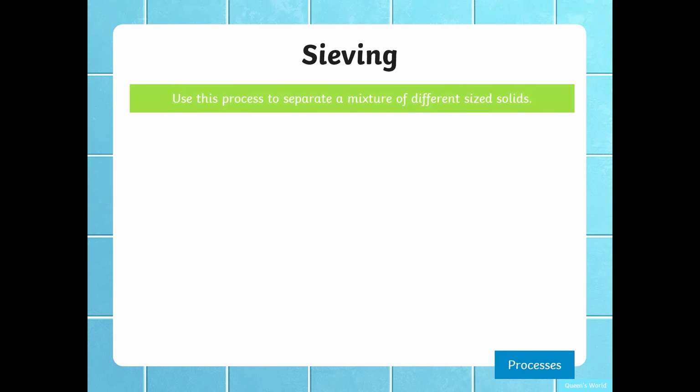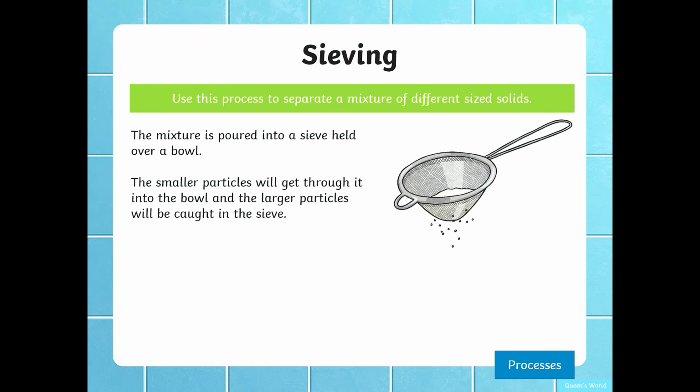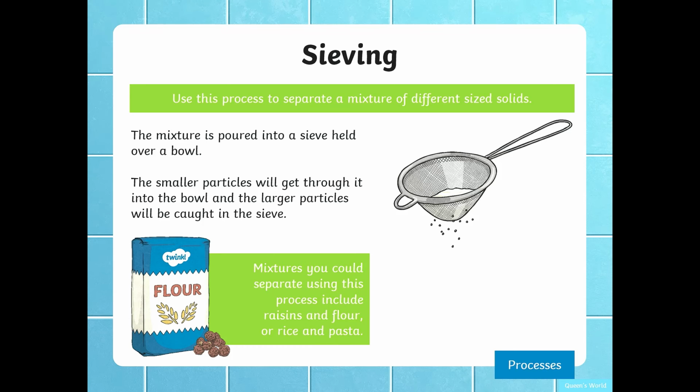Sieving. We use this process to separate a mixture of different sized solids. So the mixture is poured into a sieve held over a bowl. The smaller particles will get through it into the bowl, and the larger particles will be caught in the sieve. Mixtures you could separate using this process include raisins and flour or rice and pasta.